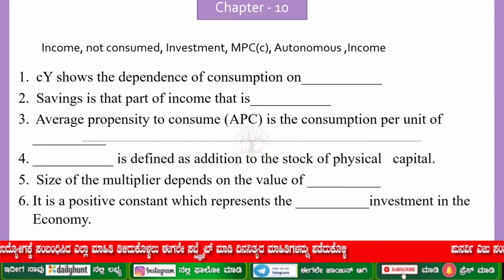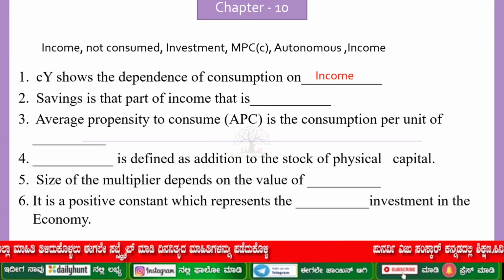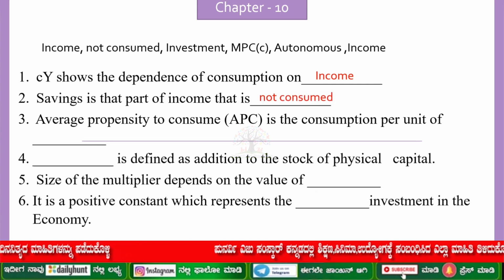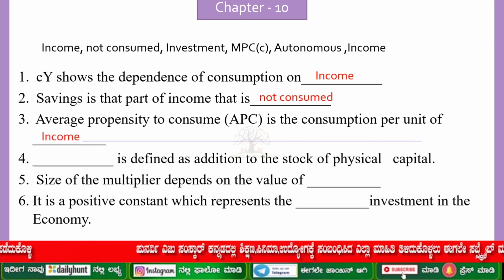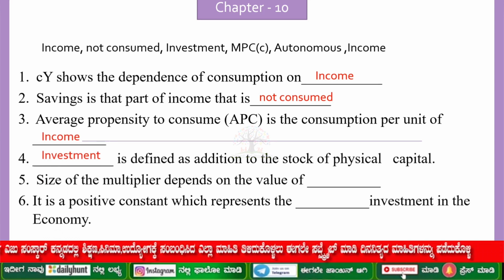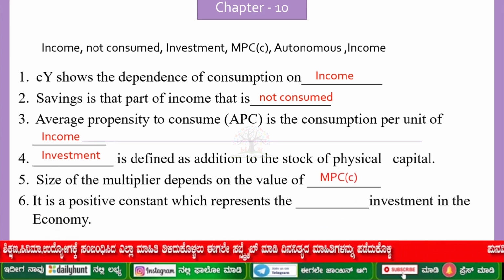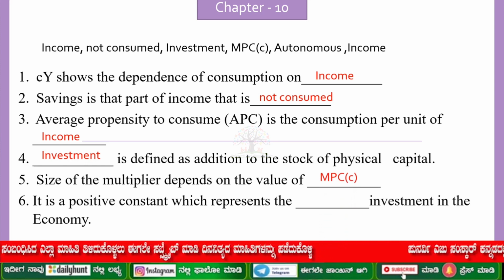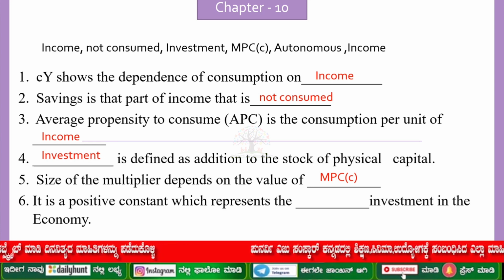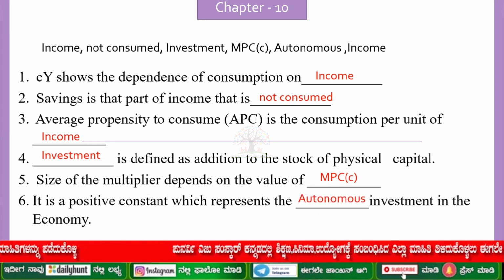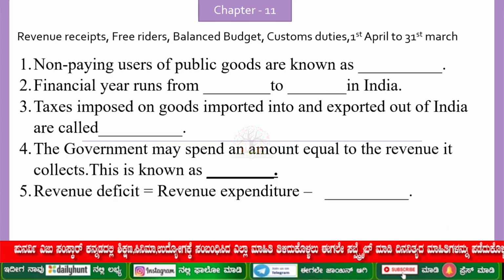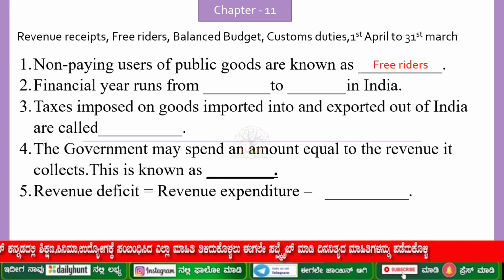C(Y) shows the dependence of consumption on income. Saving is that part of income that is not consumed. Average propensity to consume is consumption per unit of income. Investment is defined as addition to the stock of physical capital. The size of multiplier depends on value of marginal propensity to consume. It is a positive constant which represents autonomous investment in the economy. Non-paying users of public goods are free riders.